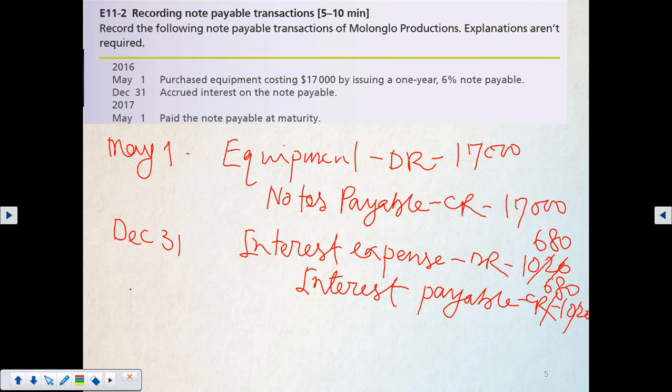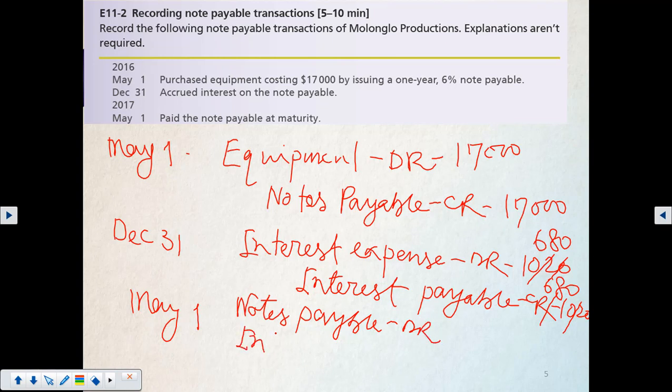Now we are paying it on May 1st. Again, the journal entry is going to be what? Notes payable debit, cash credit. Anything else? Interest expense, interest payable. All are going to be debit and cash is going to be credit. We did it before, so I'm just writing again: notes payable debit, interest payable debit. No, interest expense also, because these 4 months I have to pay the interest as well.